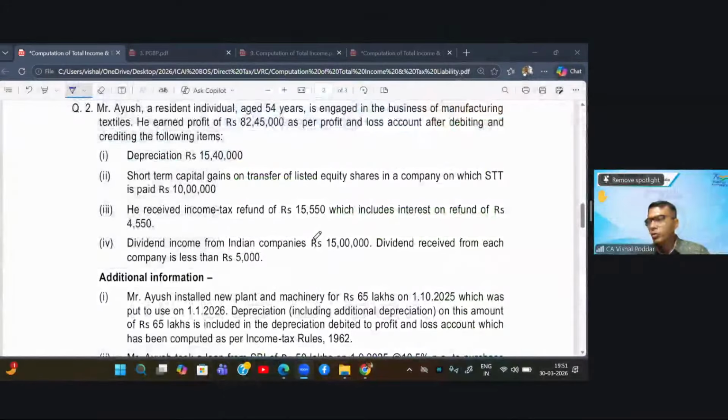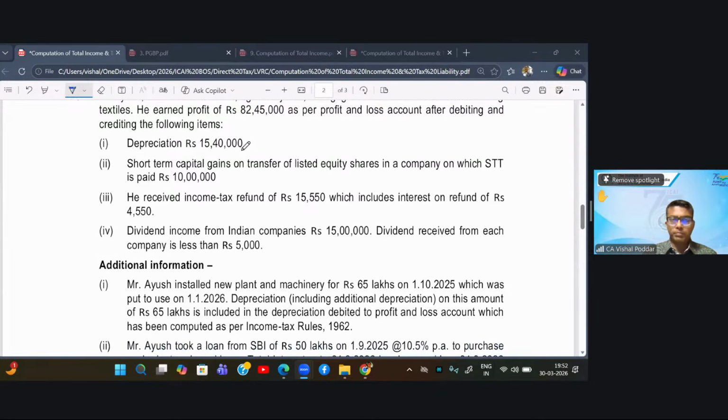I hope you would have by now solved it. Now see what is given. Mr. Ayush, resident, age 54, so not senior, engaged in business of manufacturing textile, earned a profit of 80 to 45 as per accounting P&L after debiting and crediting the following items.